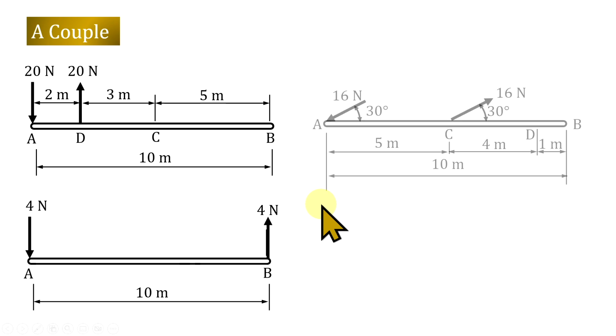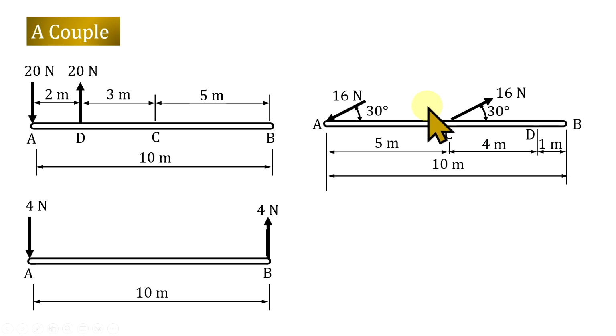Now let's check this example. Yes, here again a couple acting on the rod. 16 Newton downwards at 30 degrees and 16 Newton upwards at 30 degrees. So two equal opposite parallel forces. So it's a couple. So what is moment of this couple? Let's add moment of these two forces about point B and check it. So sum of moments about point B. So 16 sine 30, remember 16 sine 30 into 10.